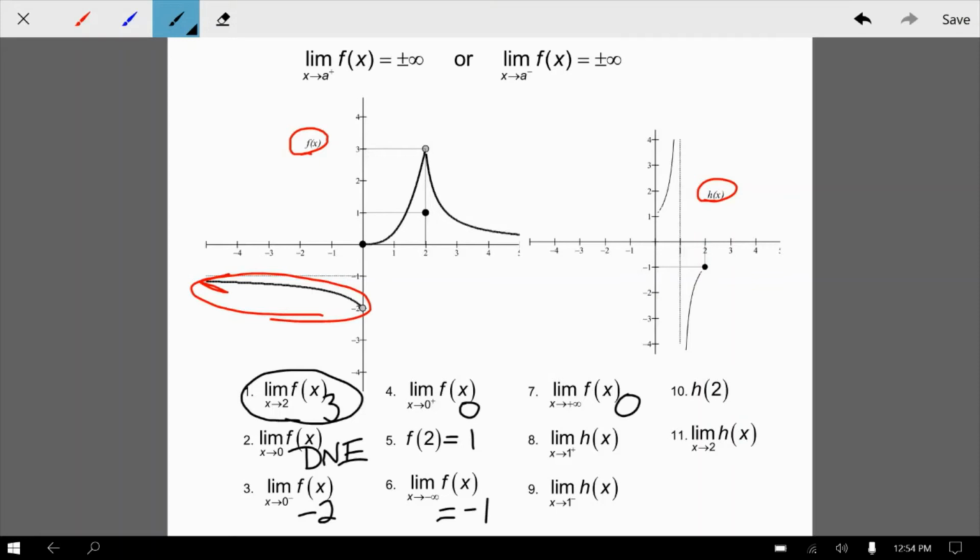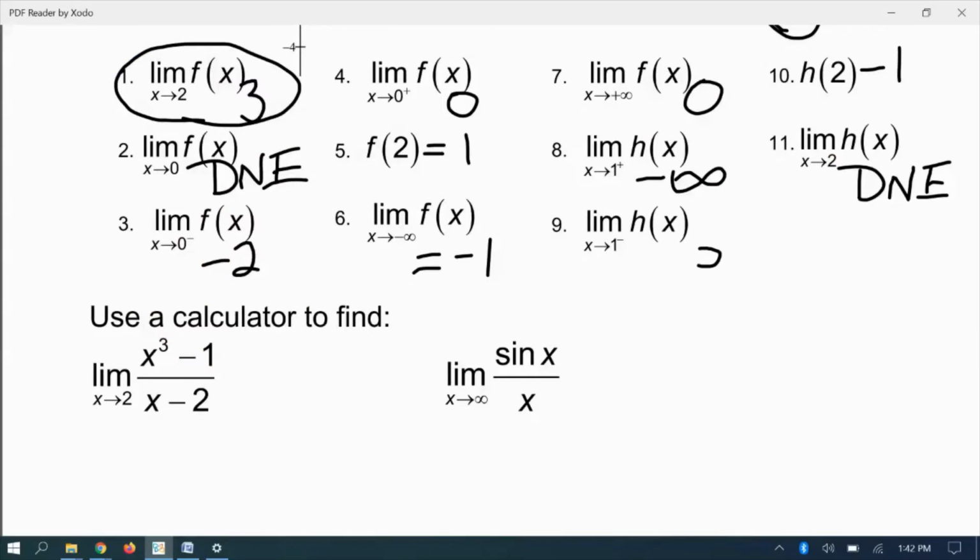All right, so 8 through 11, we're going to look at the other graph. So number 8, it says, as we approach 1 from the right, it looks like we're approaching -infinity. Notice how this is really pointing down in that direction. We're getting infinitely small in terms of the number, but the magnitude is getting very large, but it's negative, so we're approaching -infinity.